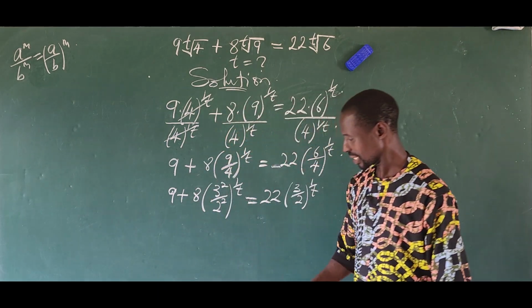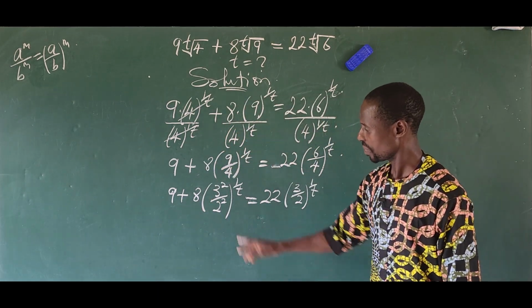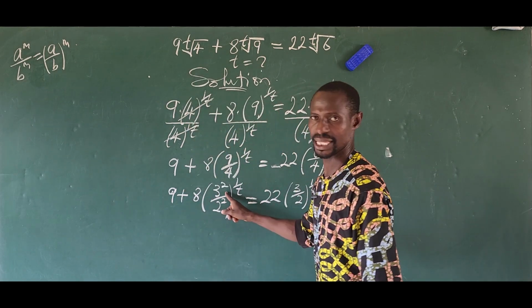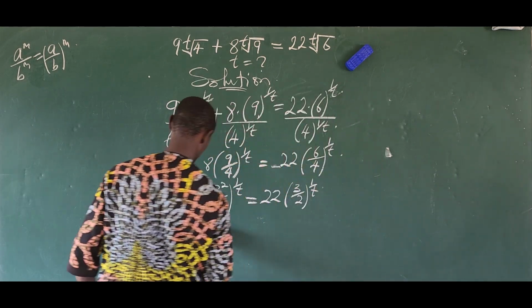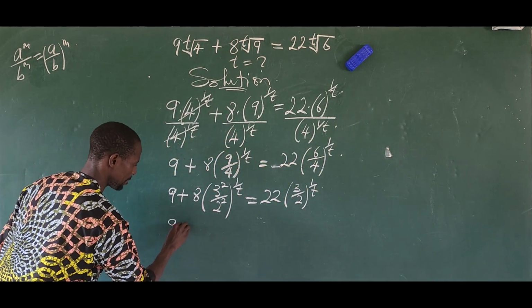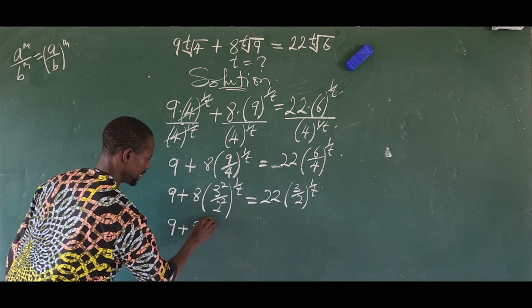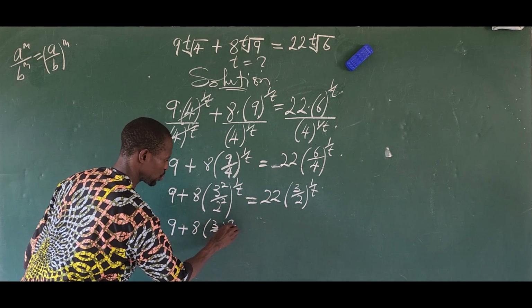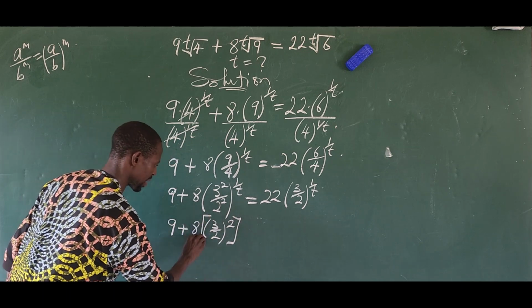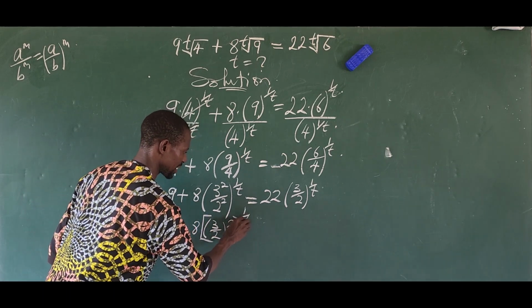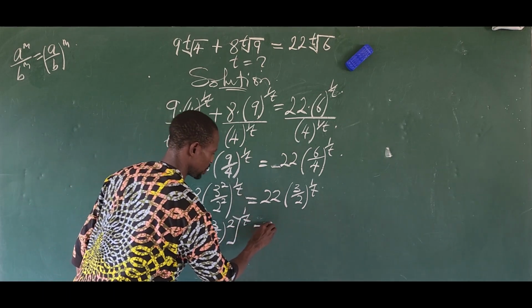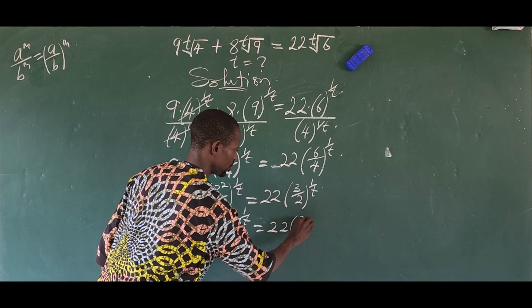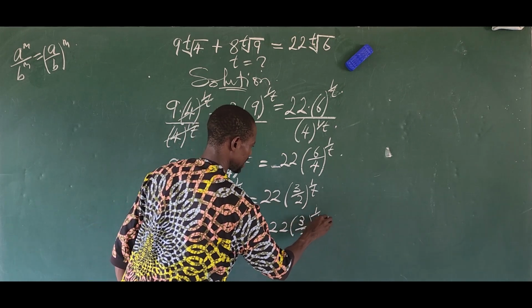Now let's look further up. Again, if we apply this law, we can rewrite this expression. This gives us 9 plus 8 into 3 over 2 all raised to 2, then all in a square bracket raised to 1 over t. This is equal to 22 into 3 over 2 all raised to 1 over t.